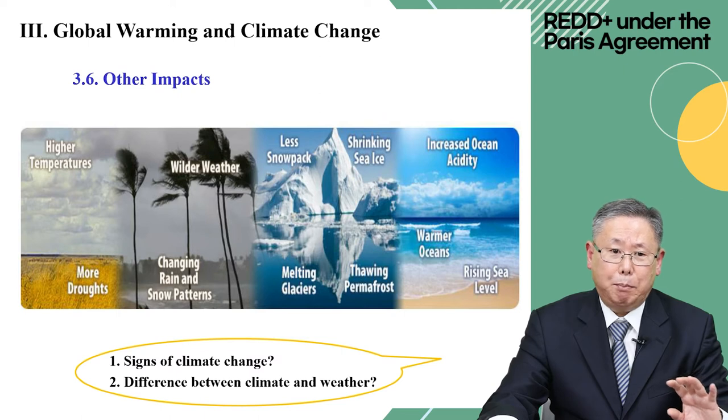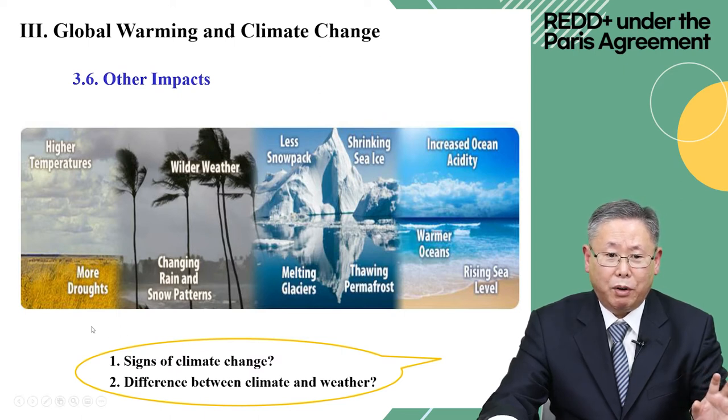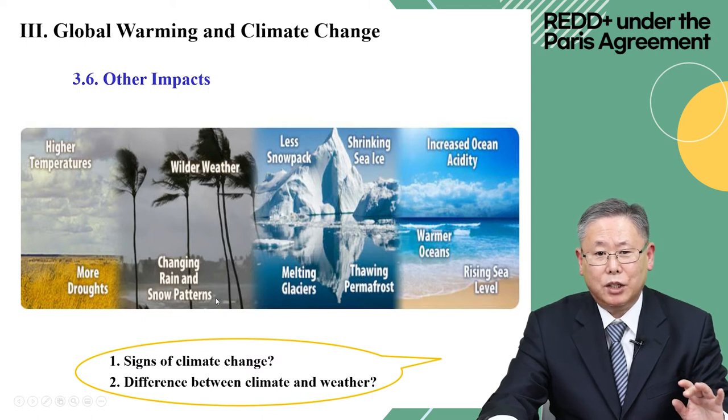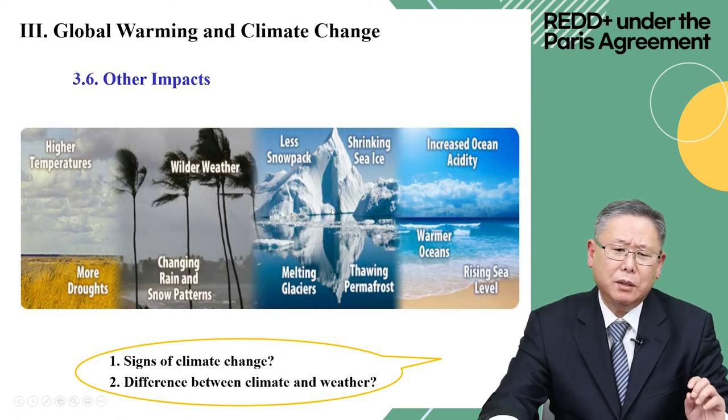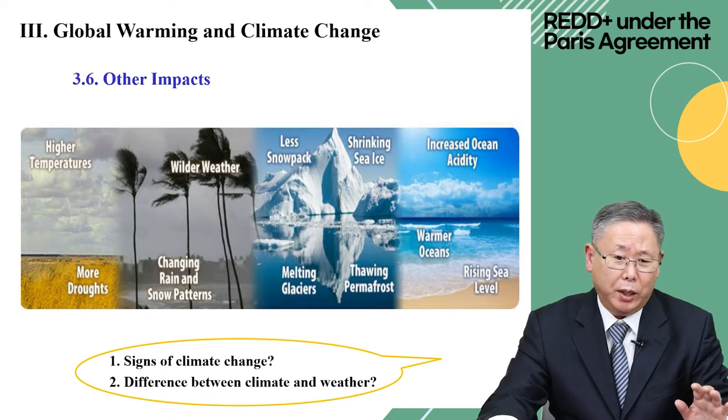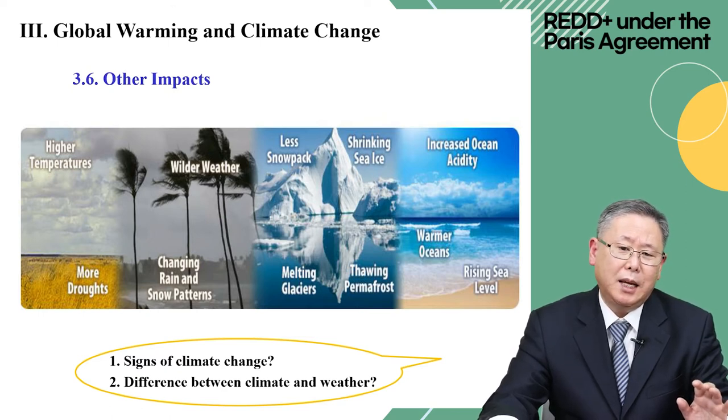And other impacts: higher temperature, more droughts, changing rain and snow patterns, wild weather, less snowpack, shrinking sea ice, icebergs, and glaciers, and then increased ocean acidity, warm oceans, and rising sea level. So here, what is the science of climate change? How do you feel about the science of climate change? And why don't we say weather? So what is the difference between climate and weather?